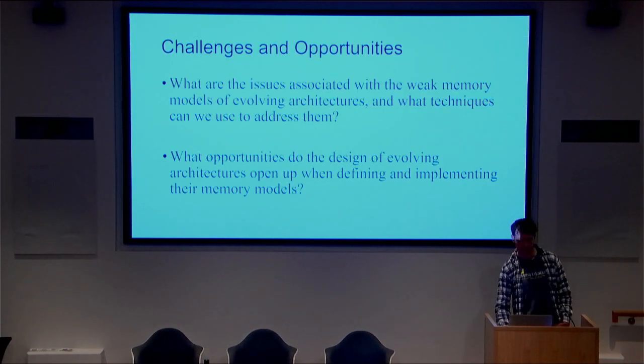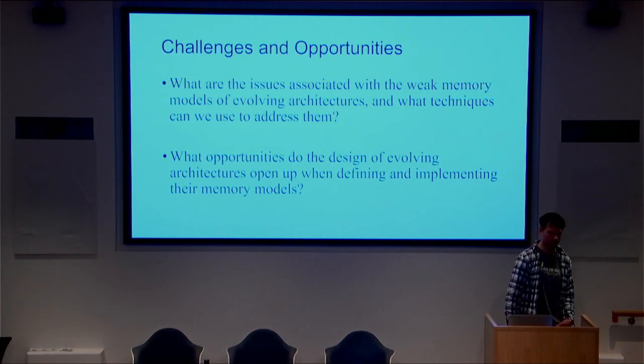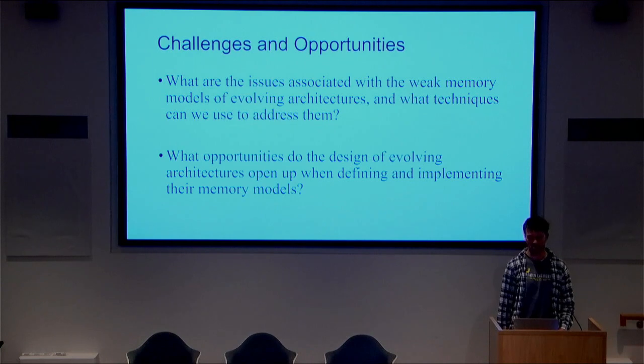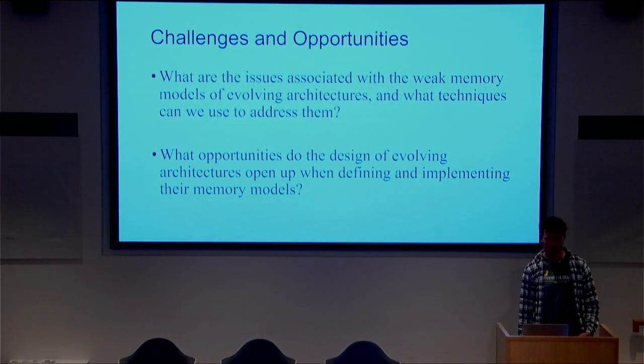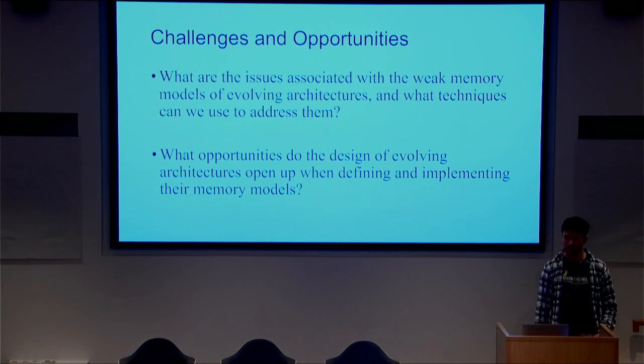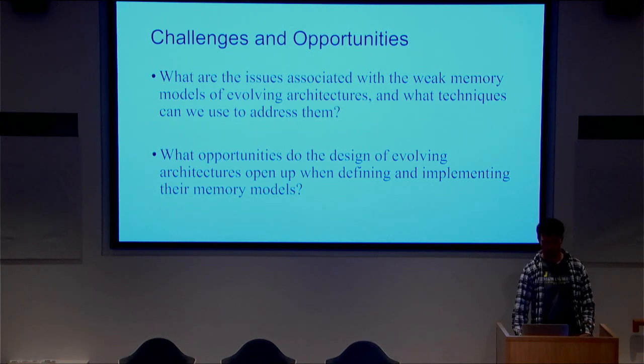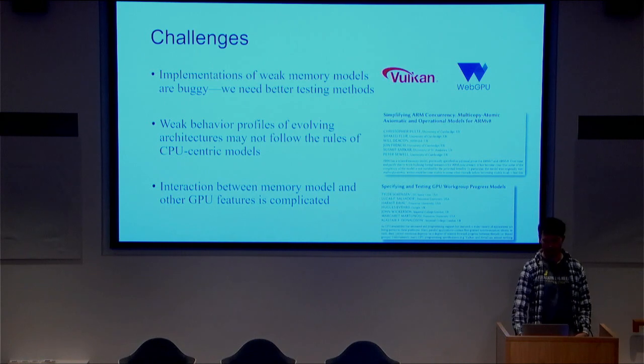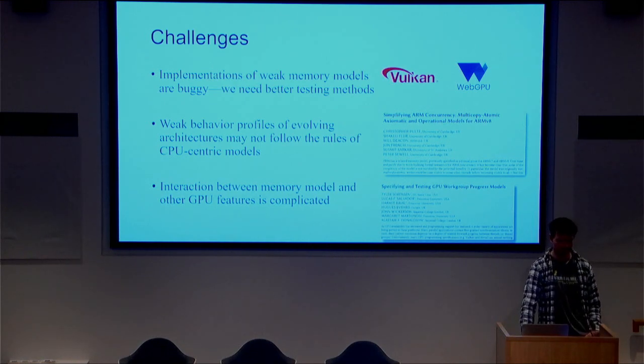So based on that, this talk goes into two kinds of questions. So challenges and opportunities. What are the issues associated with the weak memory models of evolving architectures, and what techniques can we use to address them? And then what opportunities do the design of evolving architectures open up when defining and implementing their memory models? So we'll start with some of the challenges. One is that the implementations are buggy.